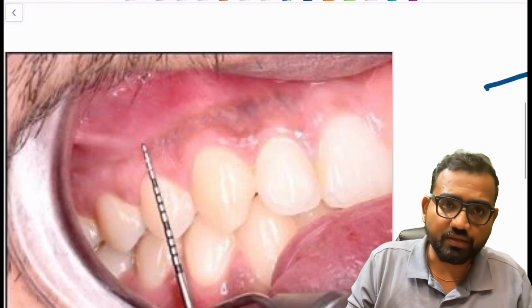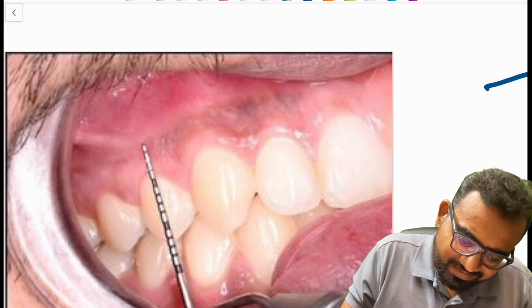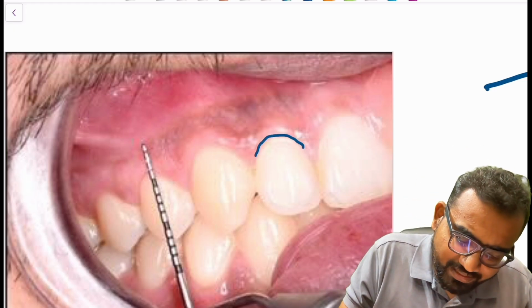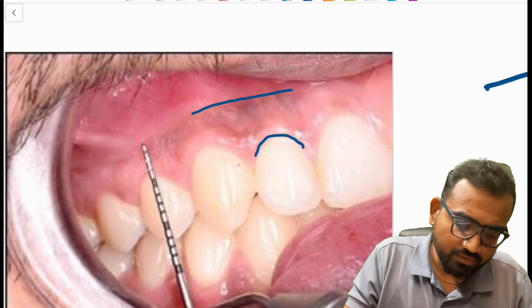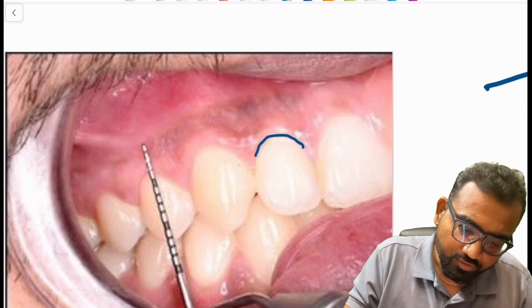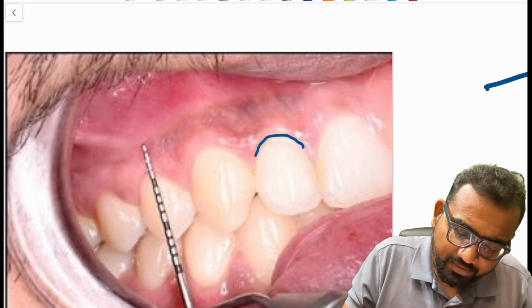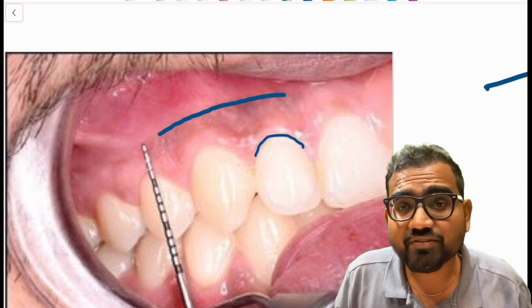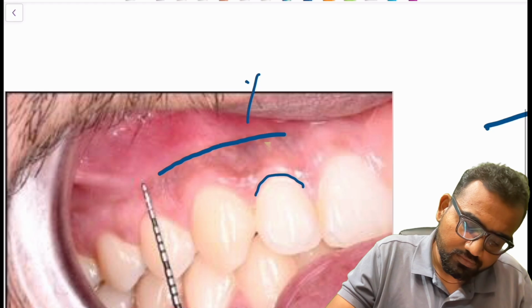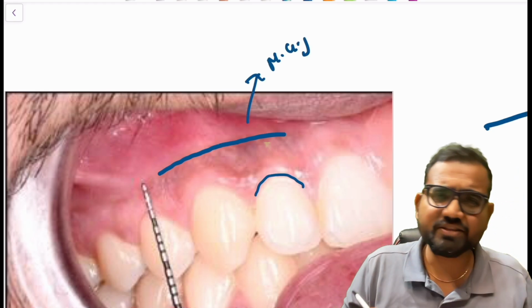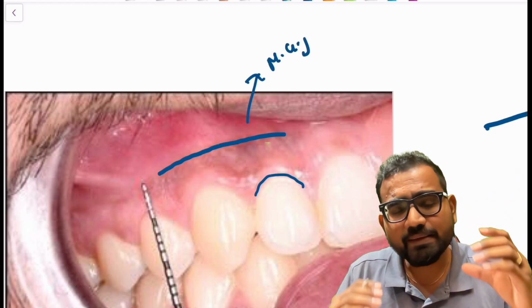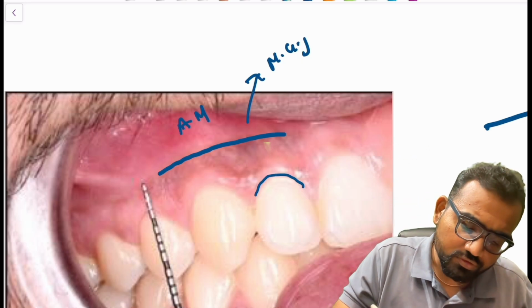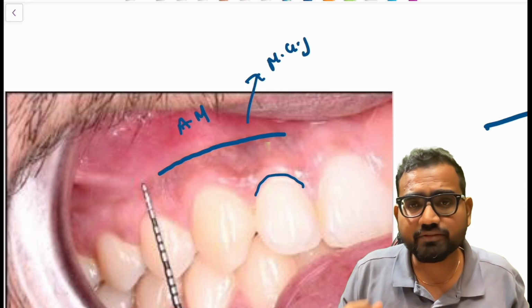Take a look at this image. This is the gingival margin, and you see a clear demarcation. I'll just erase it and draw it again. So you see a clear demarcation. This is the mucogingival junction. What is a mucogingival junction? It is a demarcation between the alveolar mucosa and the attached gingival portion.